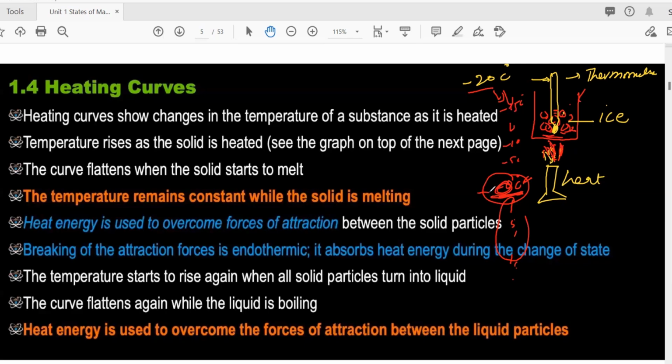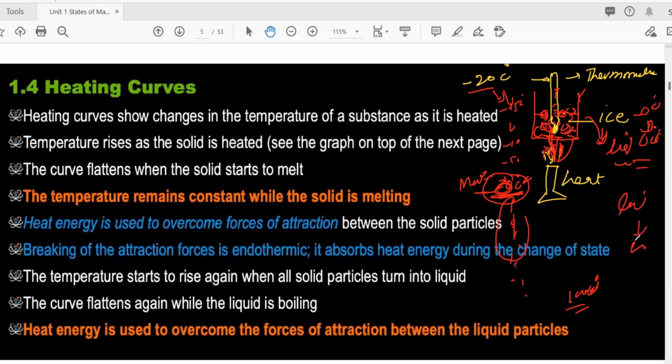The answer is that 0 is the melting point of ice. When any substance reaches its melting point, its temperature will not increase for some time. Why? Because the heat you are giving to the ice is being used to change ice into liquid water. When all the ice has become water at 0 degrees, the temperature starts to increase again. It will go to 10, 20, 30. When it reaches 100, once again the temperature will not increase. You are still heating, so where is the heat going? The heat is going to change liquid into gas. So this is how a heating curve acts.